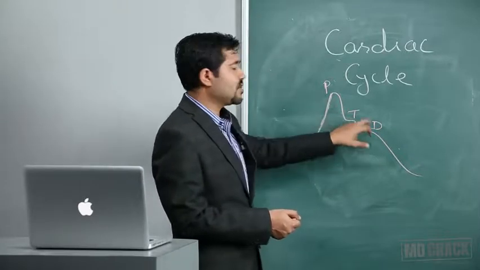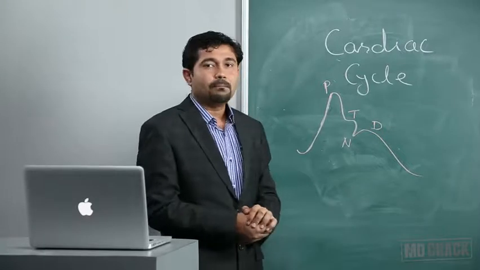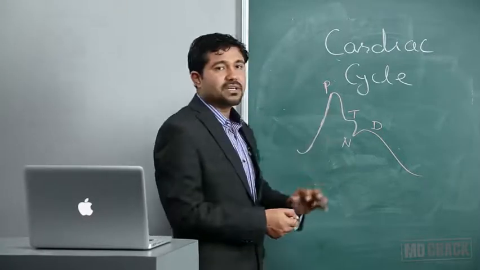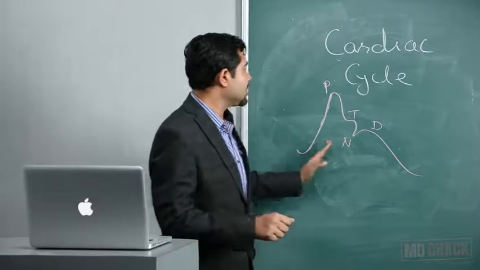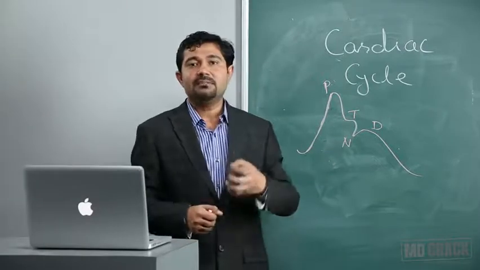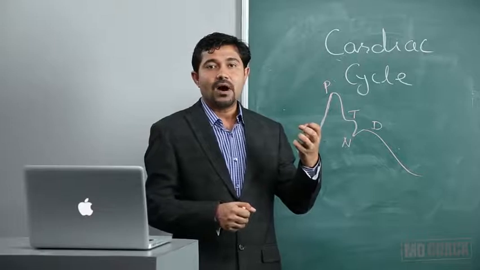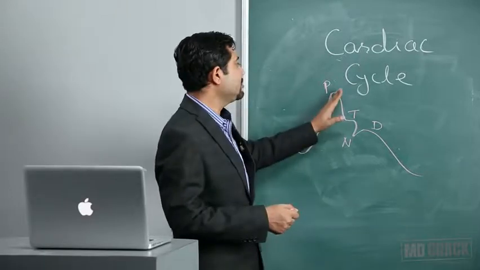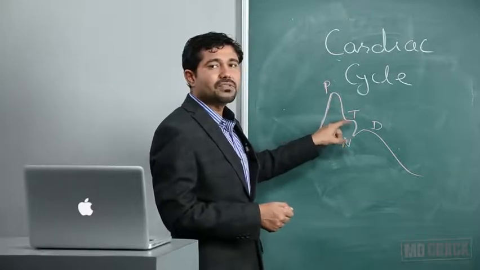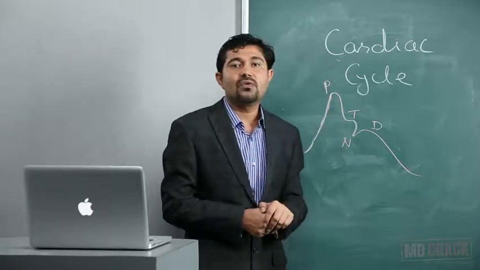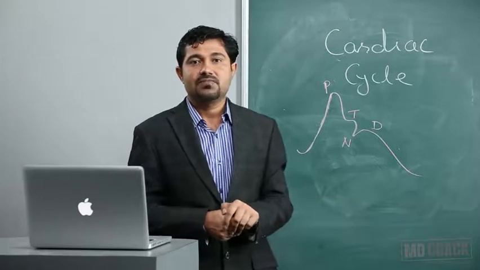So what are the causes of these different waves? The percussion wave is because of the rapid ejection phase. Rapidly the blood is ejected out into the aorta, and because of that we get the percussion wave. Then we have the tidal wave. This tidal wave is because of the slow ejection phase.